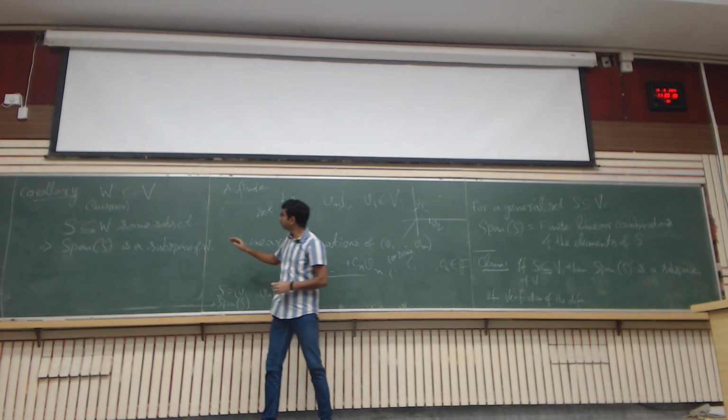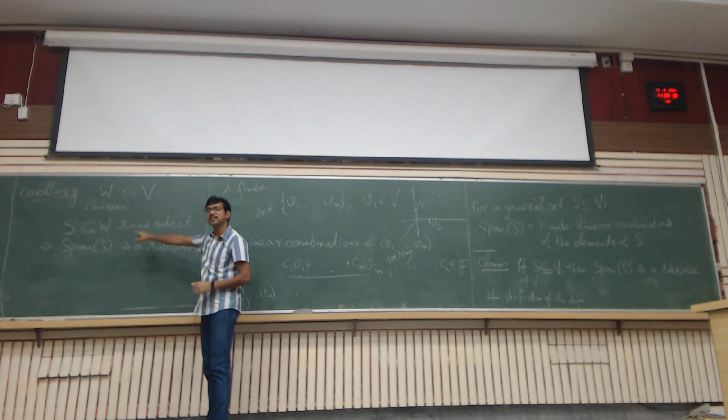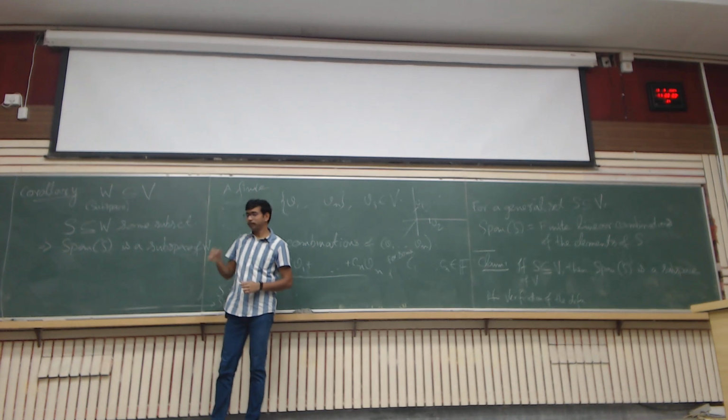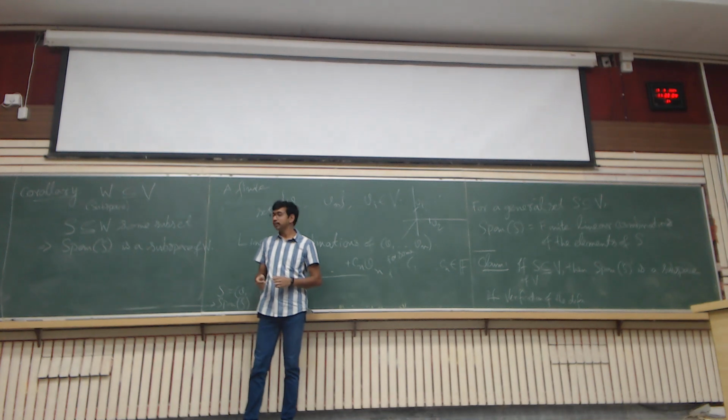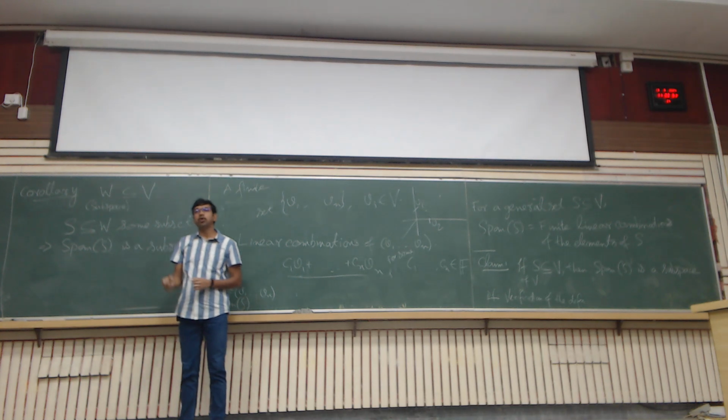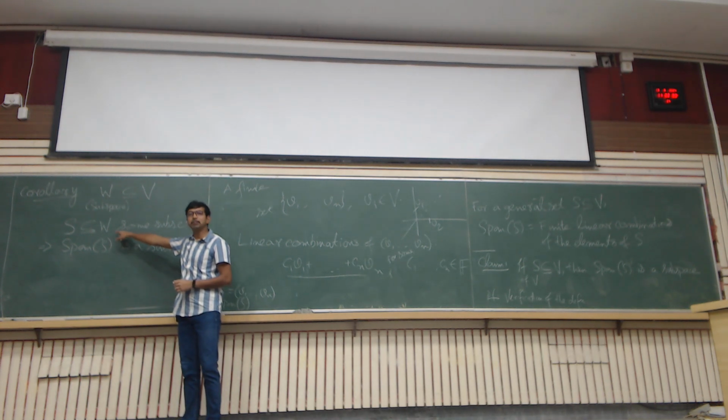Because W is a subspace, and S is an arbitrary subset, now we are taking the span of that subset. It is itself a subspace. Okay. And note that since these are elements of W, all their linear combinations would be in W as well.